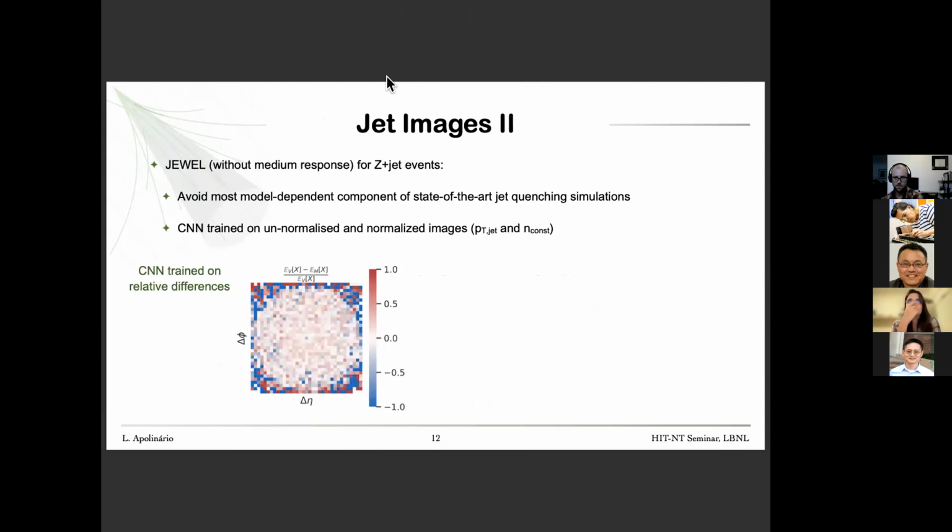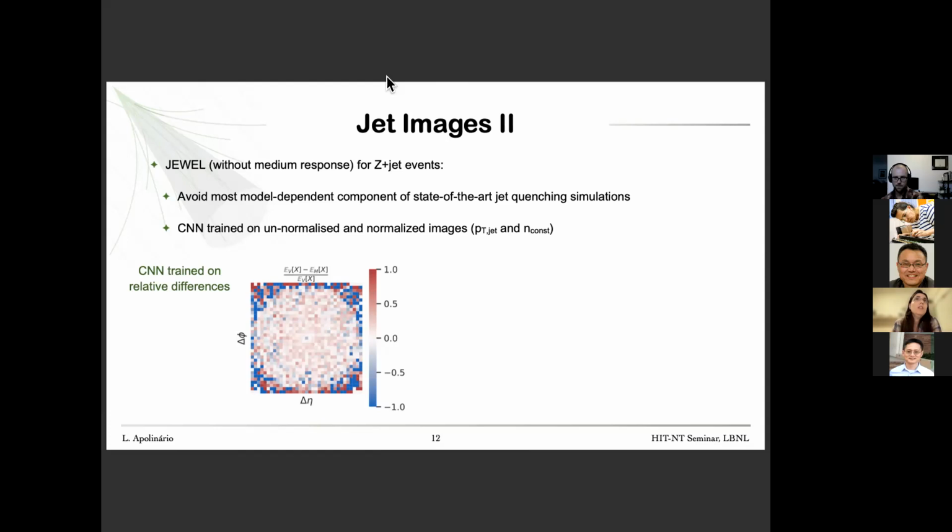In our case, we took a different approach. In their case, they have hybrid, which has medium response. In our case, we used JEWEL that, despite having medium response incorporated, we didn't include it in the beginning. This was because medium response as implemented by JEWEL is based on perturbative prescriptions, and it is also the most model-dependent component of this Monte Carlo. So in order to avoid this contamination, we only use JEWEL without these components.